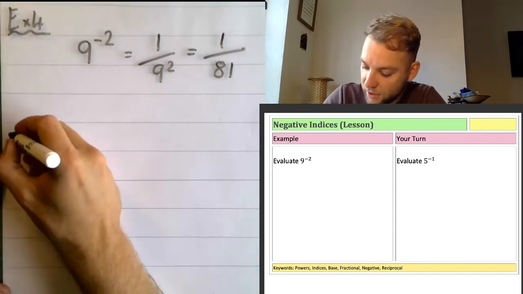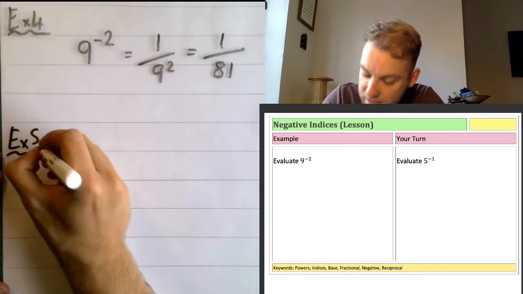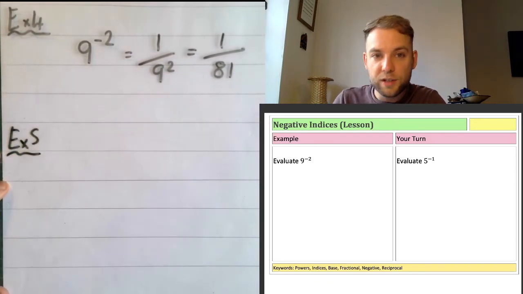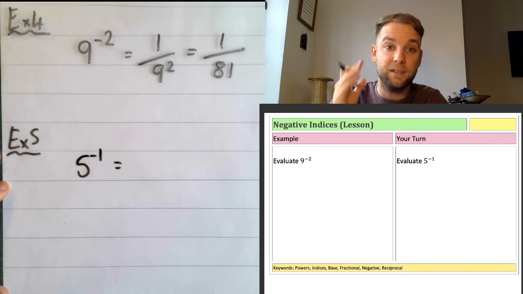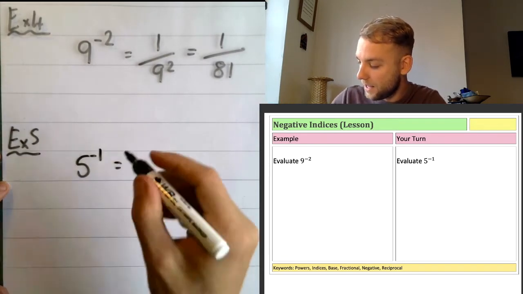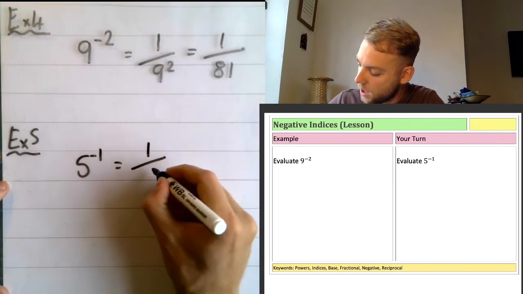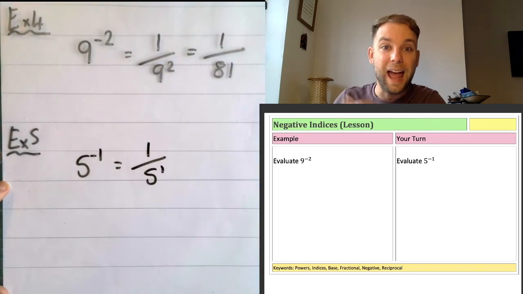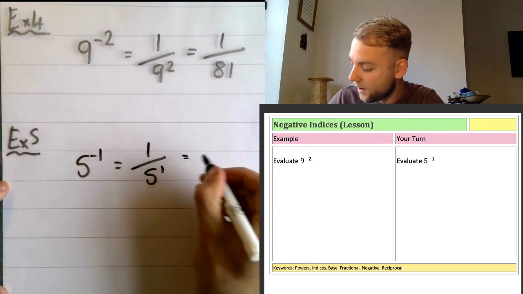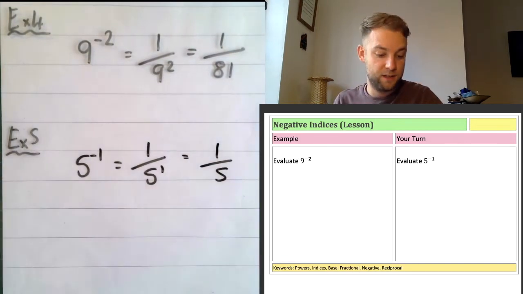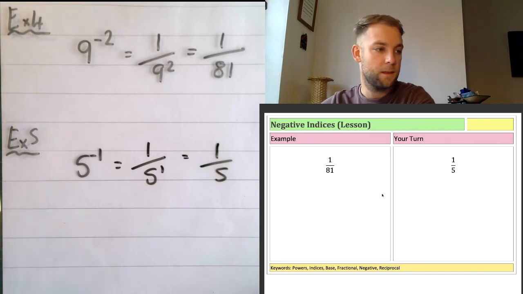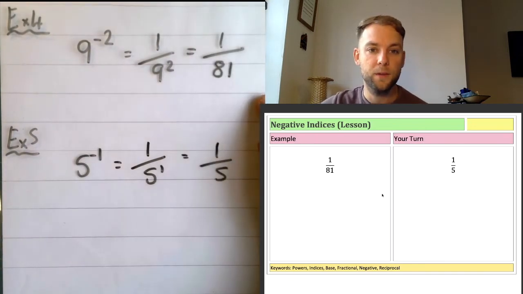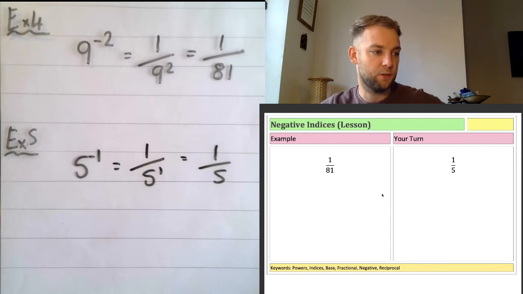Okay, let's have a look at example 5. We should be smashing this now. I put this one in on purpose because I thought that people might get confused with that negative 1. So 5 to the power of negative 1. Remember, deal with the negative first. Negative means 1 over, so it's going to be the same as 1 over 5 to the power of 1. And anything to the power of 1 is just the same, so it's 1 over 5. So let's check both of those answers. 1 over 81, bingo. 1 over 5, perfect. Spot on.